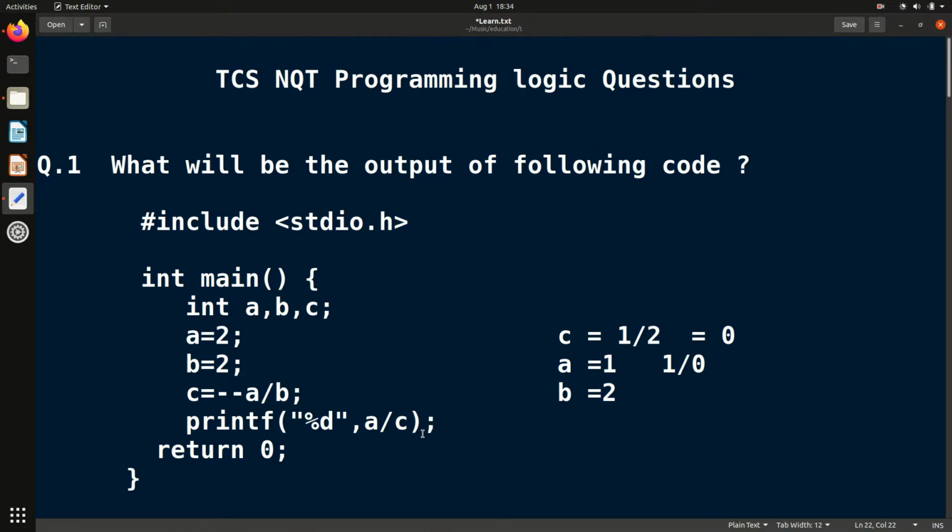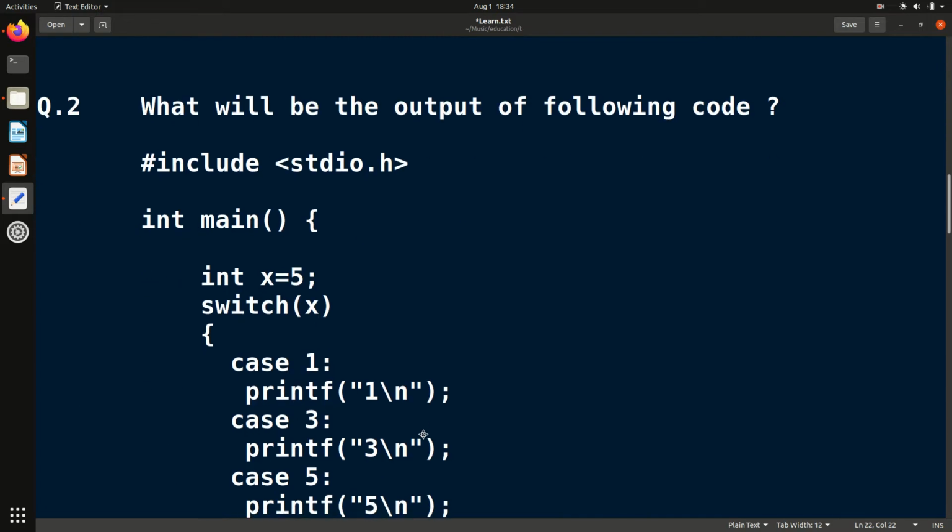Okay, so this is the solution of the first question. Now move to the next one.